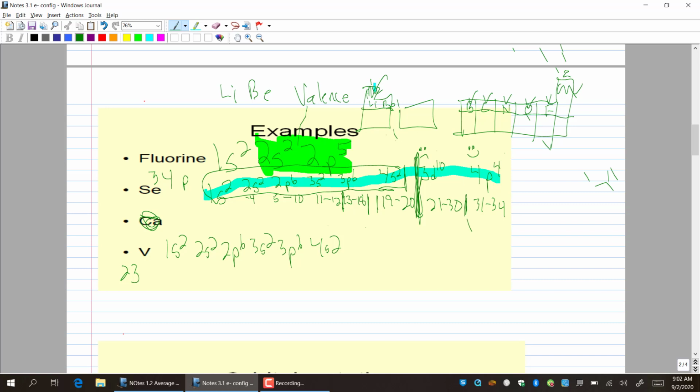Okay. Now I have 3 electrons left. So that means I have to do 21 through 23. And I'm on that D block again. So I'm not going to be 4D anymore. Minus 1, 3D, 1, 2, 3.